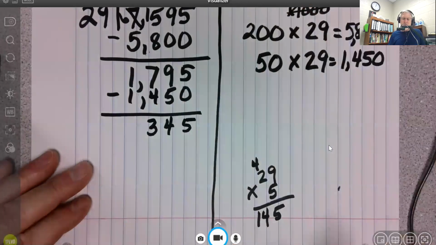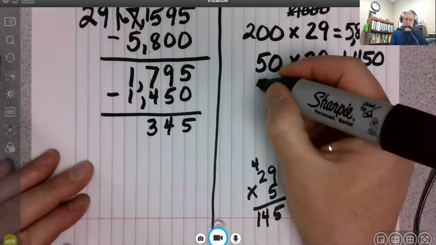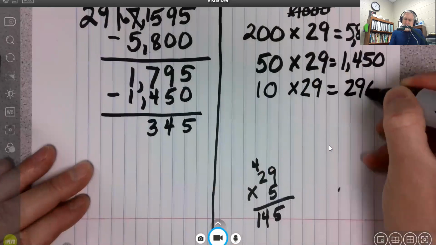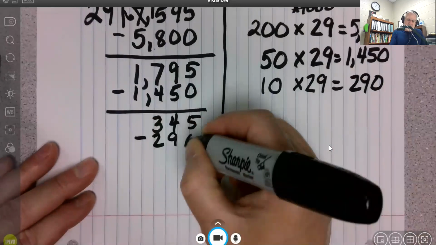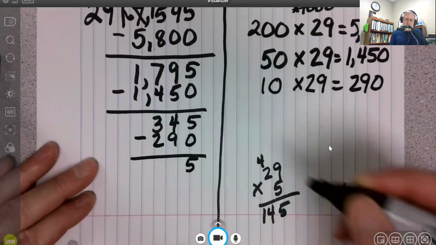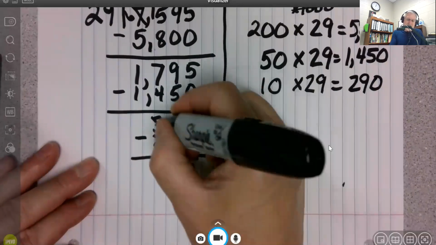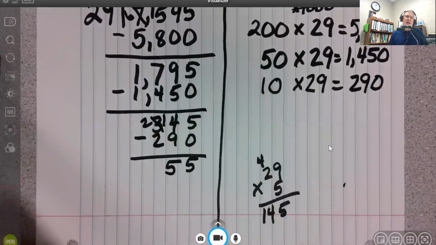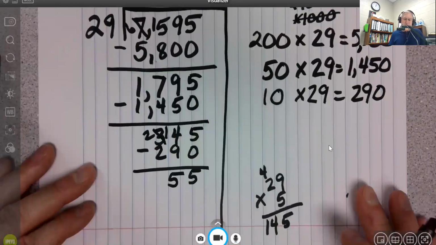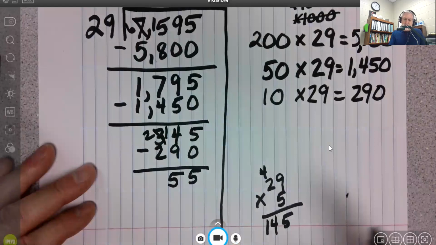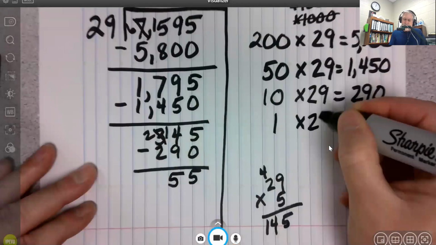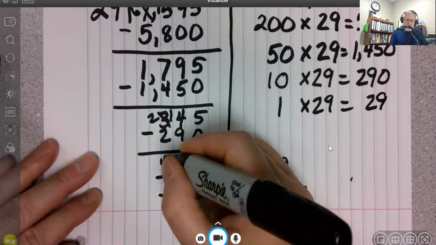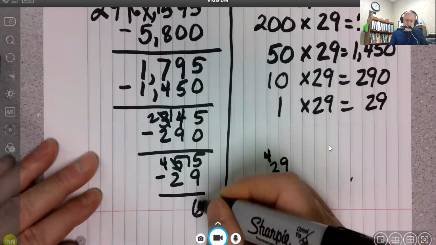Okay, can I make another group of 10? 10 times 29 is 290. So yes, I can make a group of 10. So 5 minus 0 is 5. 4 minus 9 I cannot do. I have to regroup. And that also gives me 5. So I'm left with 55. And I have 29 left over. I want to make a group of 29. I think I can do it one time, which would equal 29. And I can subtract 29 from 55. I have to regroup. 15 minus 9 is 6. And 4 minus 2 is 2.